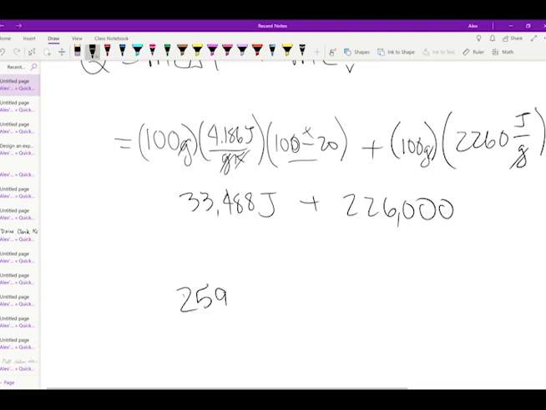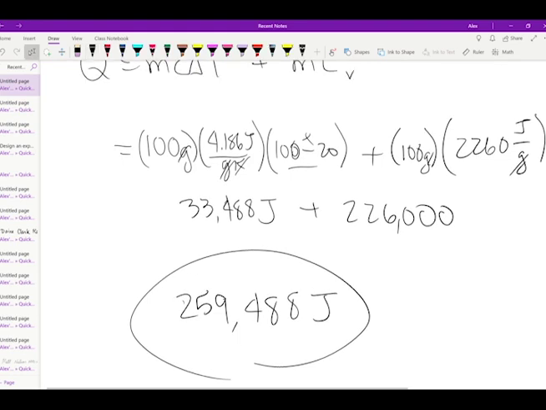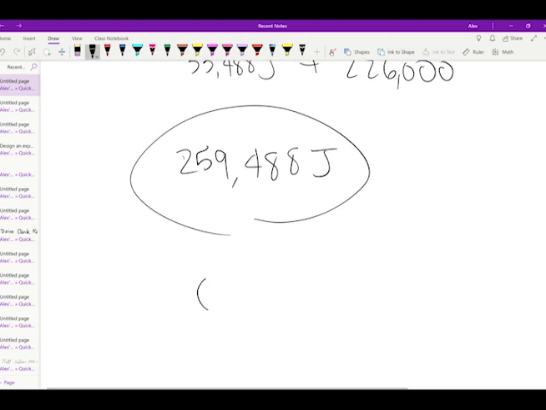Okay, so here we go. So 33,488 plus 226,000, and we get 259,488. These are just ginormous numbers. Wow. Or joules are nothing. Well, it's both actually. They're huge numbers and they're nothing. But now you can see why food is reported in Calories, capital C, kilocalories, because these numbers are just bonkers, and that's only to take 100 grams of water up 80 degrees. It's not that crazy of a process.